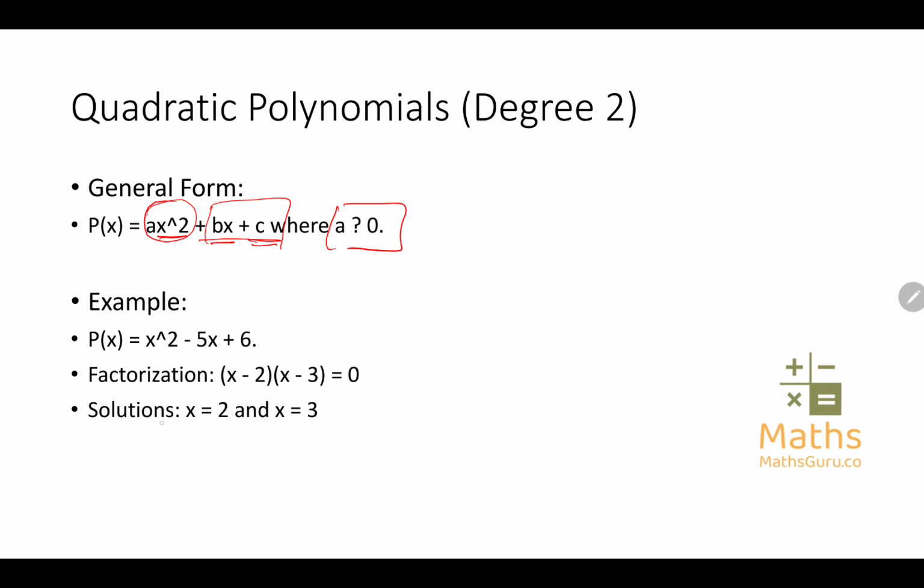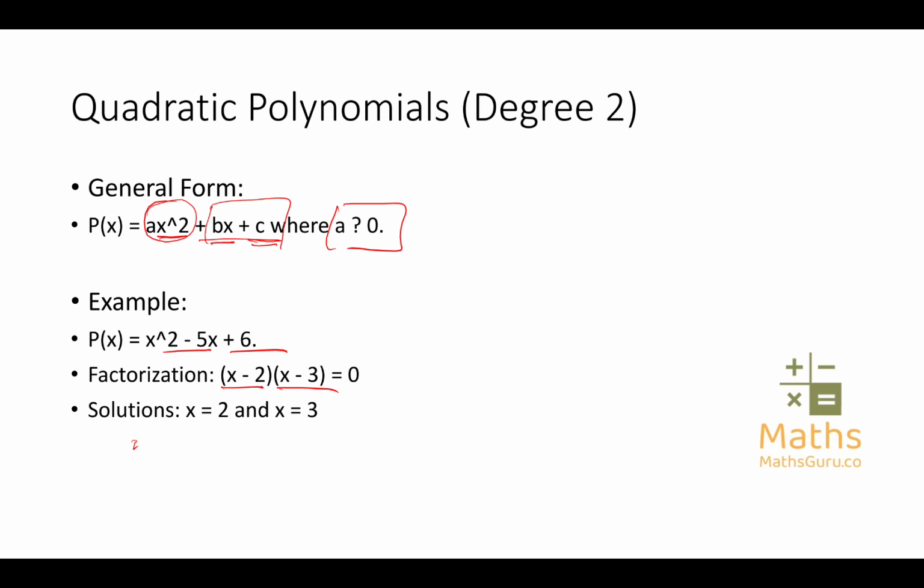Take the first example, x square minus 5x plus 6. We have seen factorization. If I factorize this, it would be x minus 2 and x minus 3. If I have to make this whole expression 0, what would be the value of x? x can be either 2 or 3. So for a quadratic polynomial, we can have at most 2 zeros.